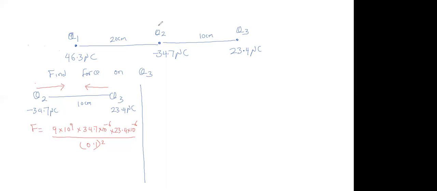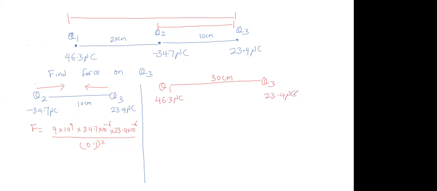Yes. So this is one of the reactions we shall have between the two. But also now we are going to have one between this and this. So now we shall have Q1 and Q3. But the distance, members: this is 20 and this is 10. So here we shall have 30 centimeters. So this is 46.3 microcoulombs and this is 23.4 microcoulombs.